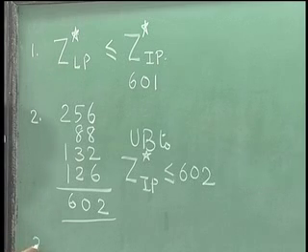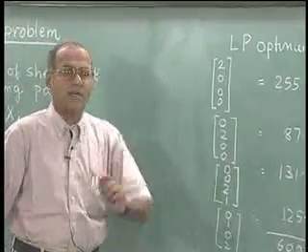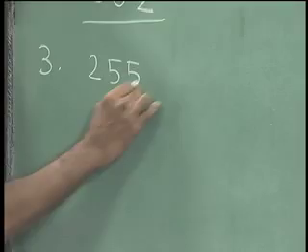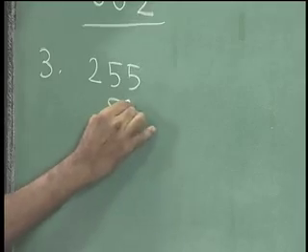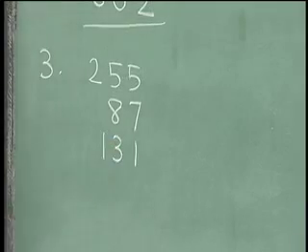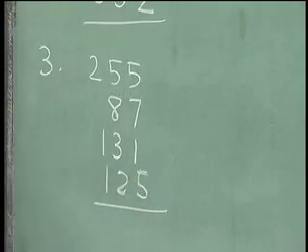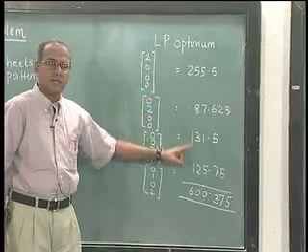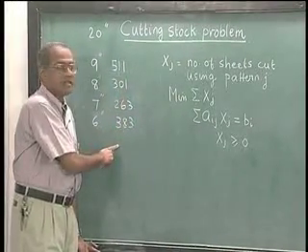Now, let us look at another thing. Let us take each of these and round it off to the lower integer value. So, let us say that we are going to use 255 sheets of the first type, 87 sheets of the second type, 131 sheets of the third type, and 125 sheets of the fourth type. Now, clearly this will be infeasible, because we have reduced the number. So, we will not be able to meet the demand of 511, 301, 263, 383 with this.